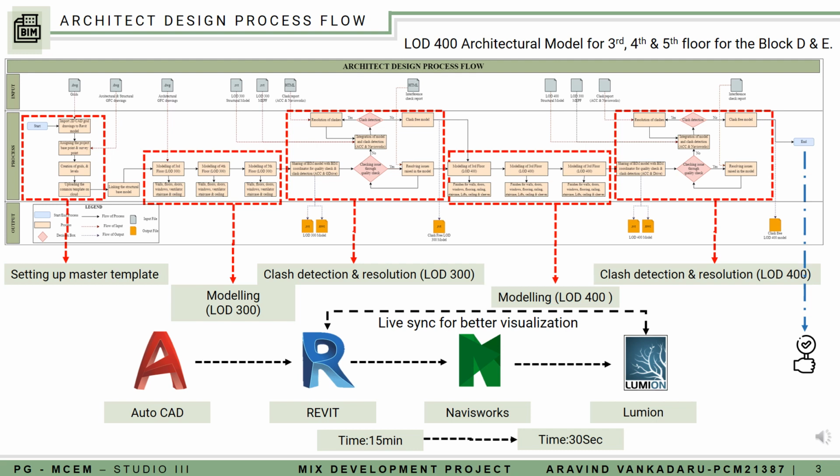Coming to the workflow, initially the AutoCAD drawings were received from the site, and these drawings were imported into the Revit architectural template. This template has been used for the architectural model. While working with the 3D model, Lumion is also used simultaneously to visualize better. After completion of the Revit model, the Navisworks application has been used for clash detection and clash resolution. The time difference between the Revit model using Navisworks for visualization as well as Lumion was approximately 14.5 minutes.